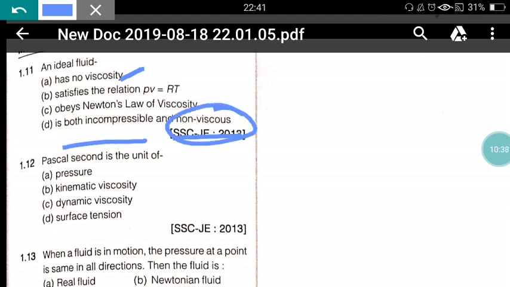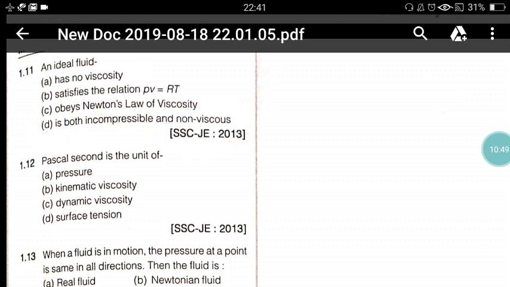So it is a combination of option A and option D. The correct answer for this is option D. An ideal fluid is both incompressible and non-viscous also.